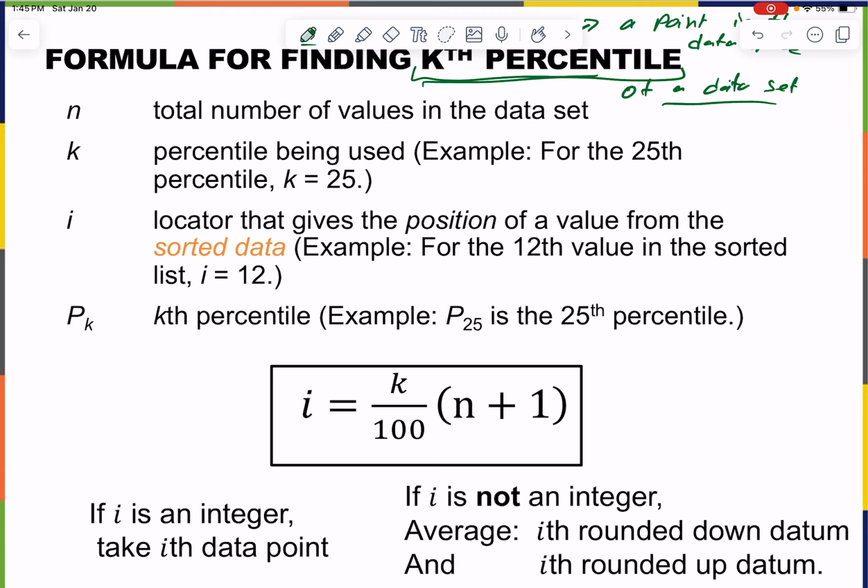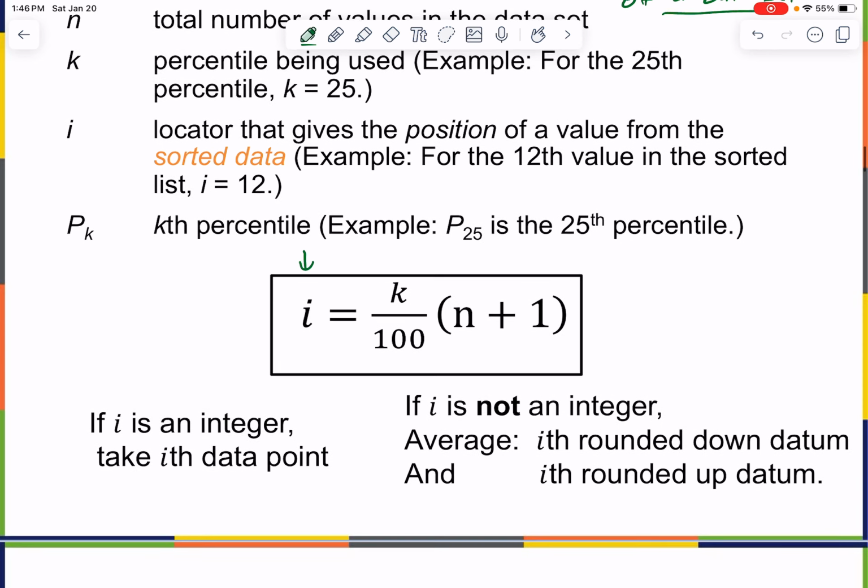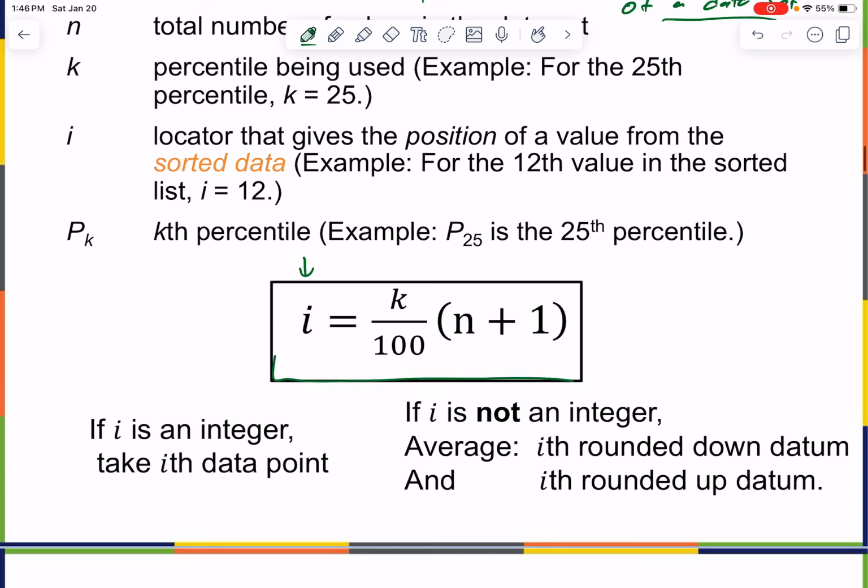Okay. So we want 25. Oh no, what are we looking for? Oh, it's not specified yet. All right, and so here's the formula. This is the way to find the particular point, the data that represents the kth percentile. So you plug it into this formula here.